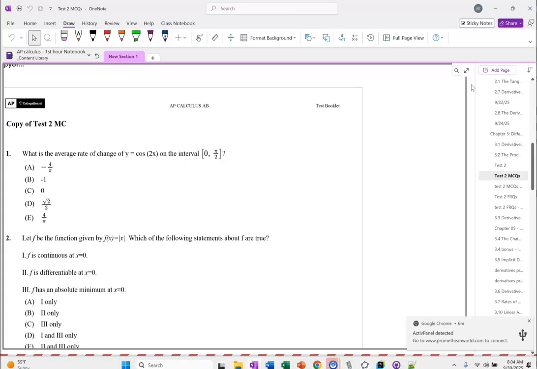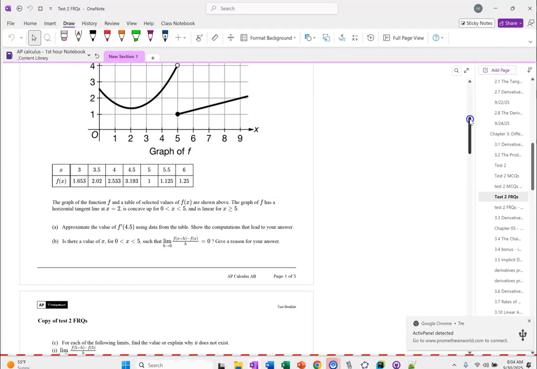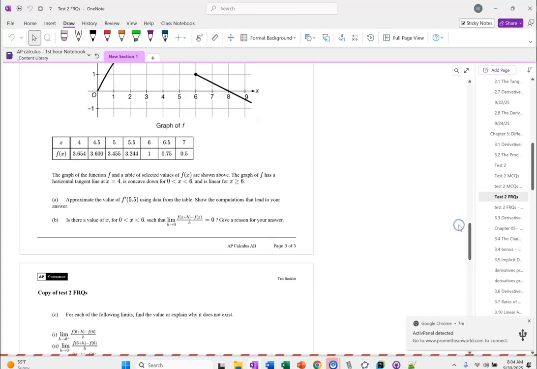I also have some sample free response style questions. And there's a handful of those, to get a feel for what that might look like. We've now done enough content that I can find some free response questions that only cover what we've done so far in class that I thought were appropriate.